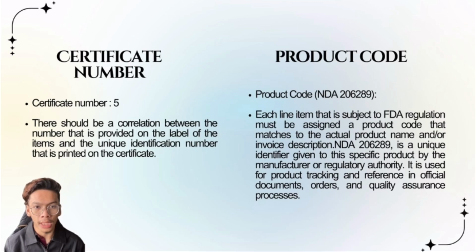Next, we have the product code. The product code for Atropine eye drop is NDA 206289. This code, assigned by the manufacturer or regulatory authority, serves as a unique identifier for tracking and referencing the product in official documents, orders, and quality assurance. Each line item subject to FDA regulation must have a product code that aligns with the product name or invoice description to ensure clarity and compliance.